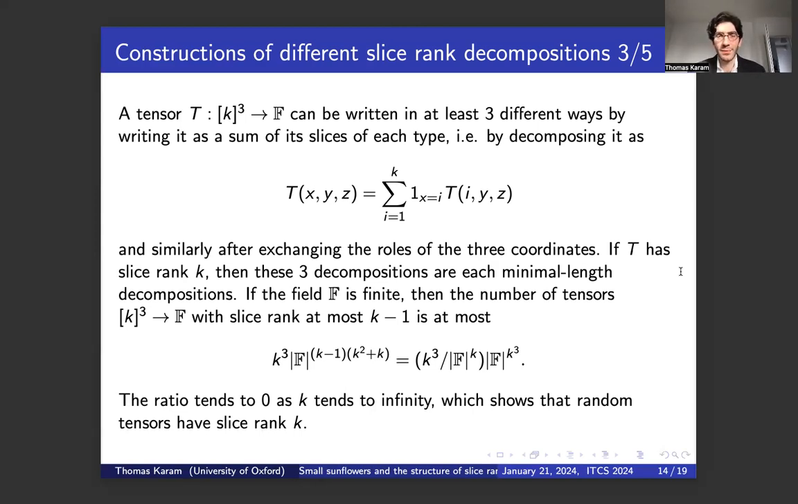If your field is finite in particular, then you can just count the number of possible slice rank decompositions with length at most k minus one, and this gives you an upper bound for the number of tensors with slice rank at most k minus one. And when you divide this bound by the number of k by k by k tensors, that tends to zero. So this tells you that a random k by k by k tensor will have slice rank k when k is taken to be large.